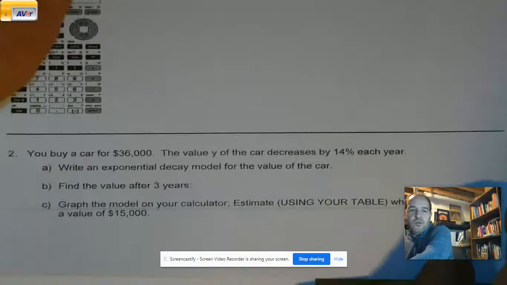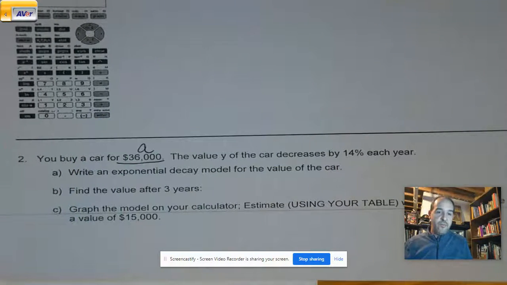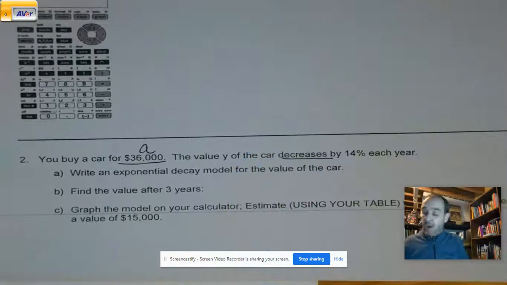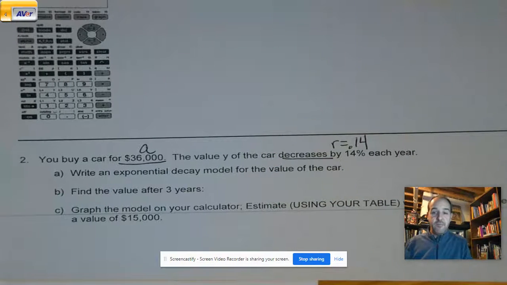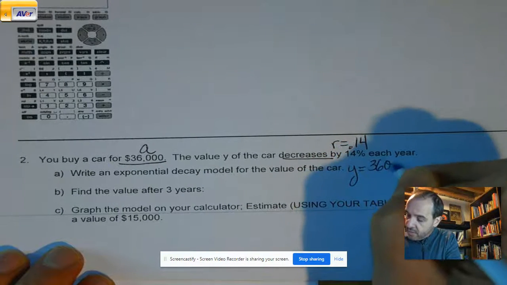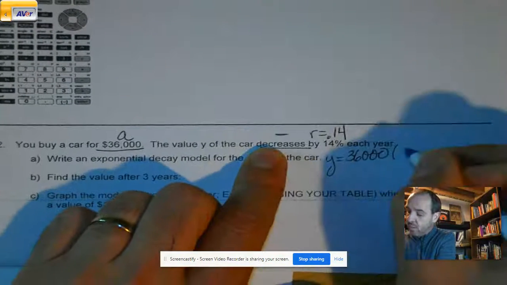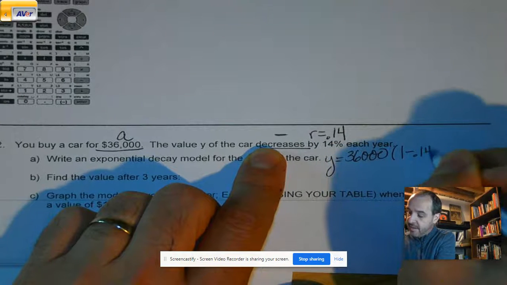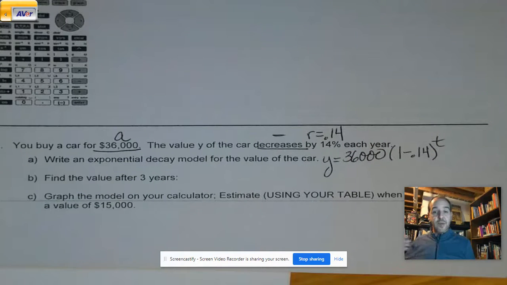Let's see here. Another one: you buy a car for $36,000. The value y of the car decreases, goes down, by 14% each year. Write a decay model for the value of the car. y equals the value we're starting with. Since it decreases, that's 1 minus my rate. And again, t or x doesn't matter what I put up there, but that's my model.